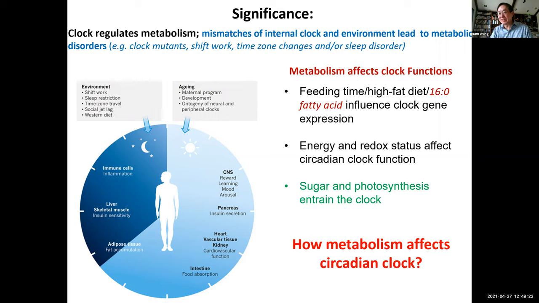Like in feeding experiments in animals, particularly feeding mice a high fat diet, or the 16:0 fatty acid specifically, they can influence animal clock gene expression. And also the energy status, particularly redox, like the NAD+ over NADH ratio, impacts clock function. And in plants, we also know that sugar and photosynthesis can entrain the clock, but again, those are metabolic inputs.